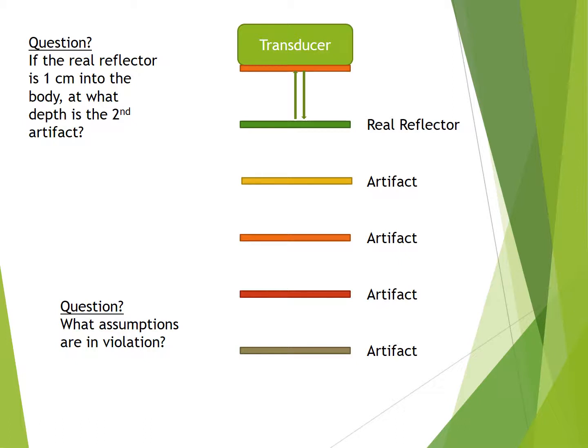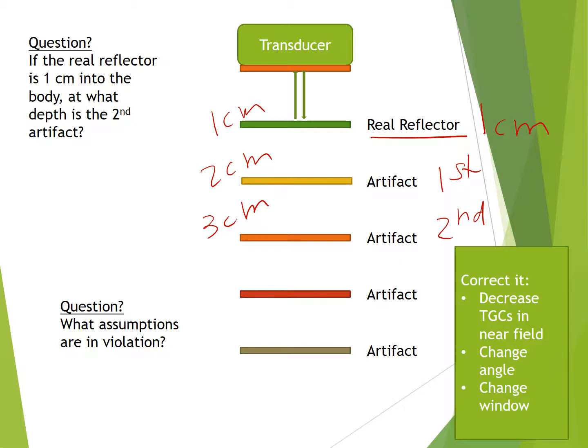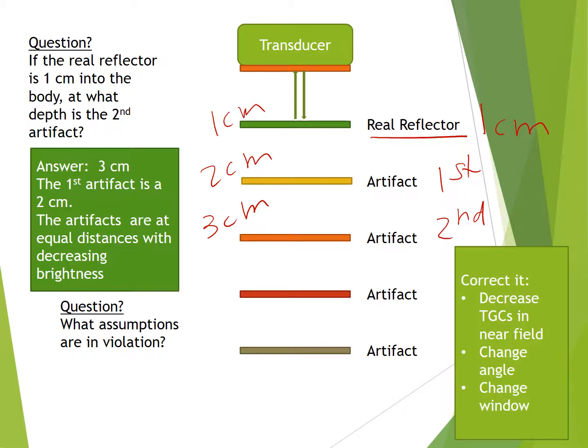So question, if the real reflector is only 1 centimeter into the body, what depth is the second artifact? So remember, we've got our real reflector, here's our first artifact, and here's our second artifact. And everything is equally spaced, right? So if this is 1 centimeter, this will be at 2 centimeters. We can see that this will be at 3 centimeters. So the answer to our question is that it is 3 centimeters into the body.